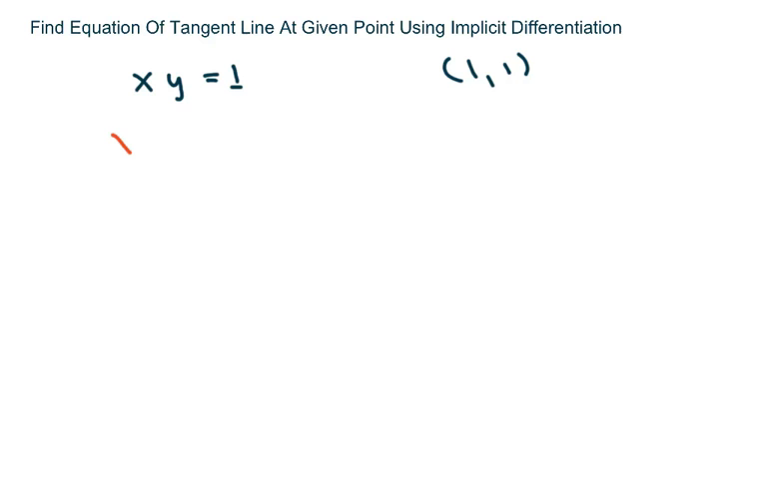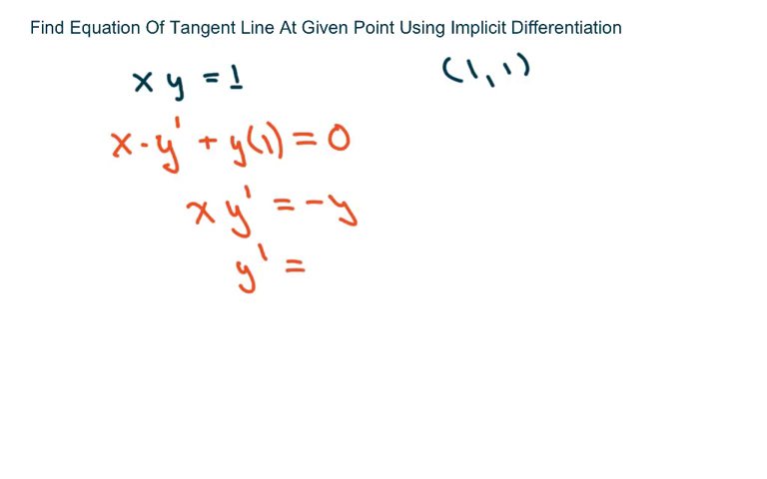I'm going to write down x times the derivative of y, using the product rule, plus y times the derivative of x equals 0. So basically we have x times the derivative of y equals negative y. So the derivative of y equals negative y over x. So when you plug in this point, our slope is going to be negative 1.